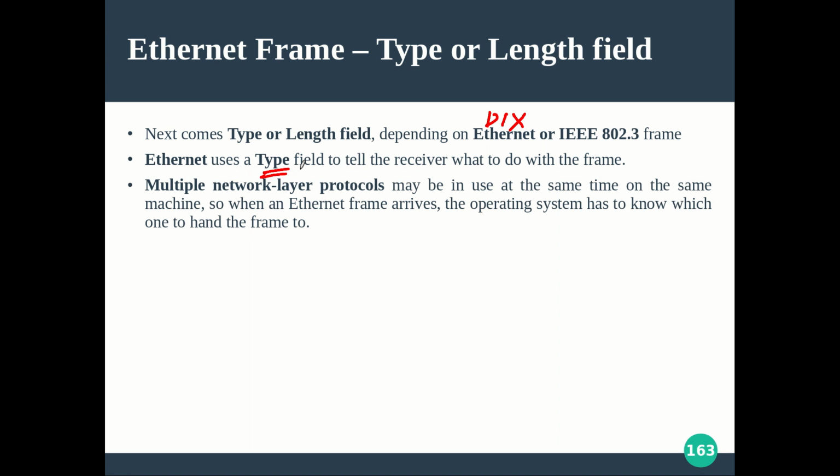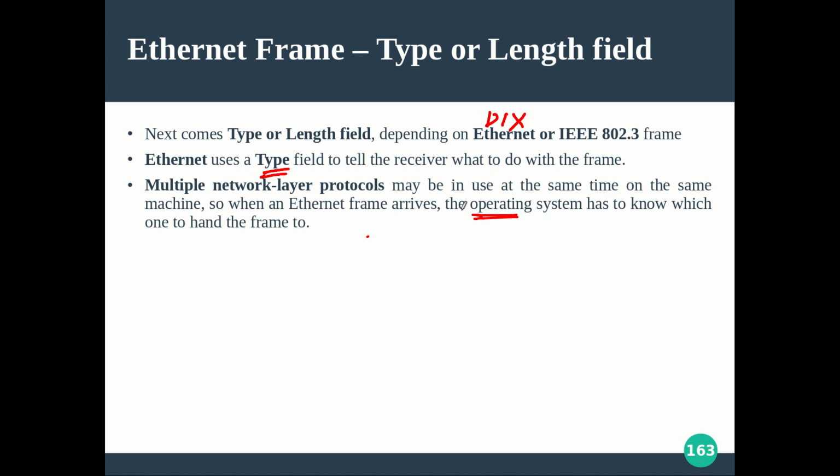What type of information, in the sense, to which network layer this particular frame is supposed to be handed over. Why is it so? Because multiple network layer protocols may be in use at the same time on the same machine. Right now we are in the data link layer, and over the data link layer we have the network layer. There may be more than one network layer running in a particular machine. Then this Ethernet frame will clearly say to the operating system, out of these network layers, which one this particular frame is meant for.